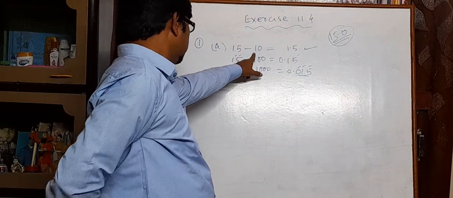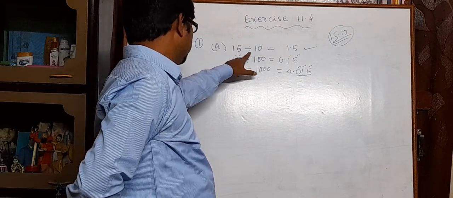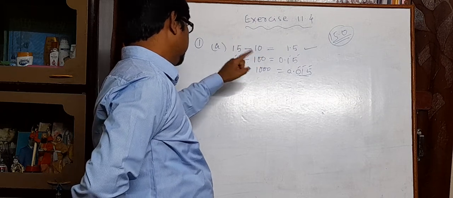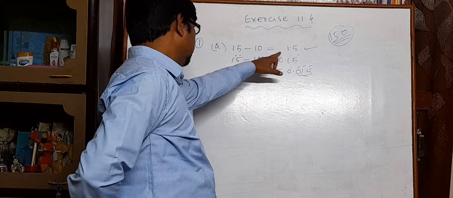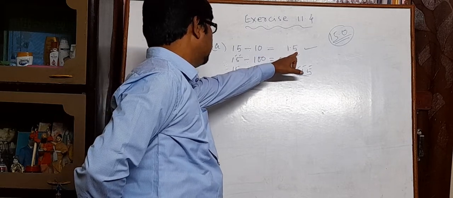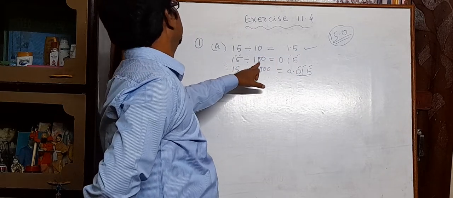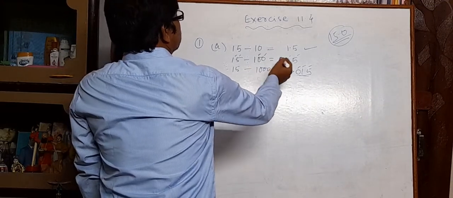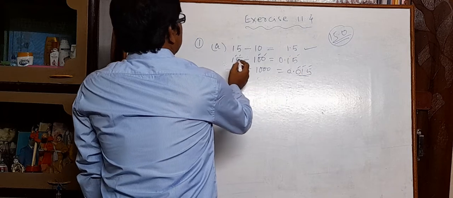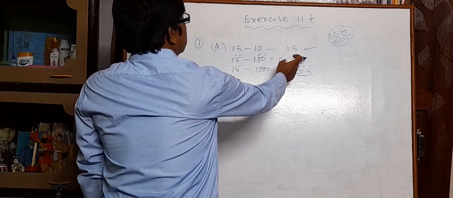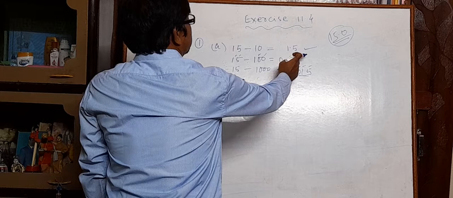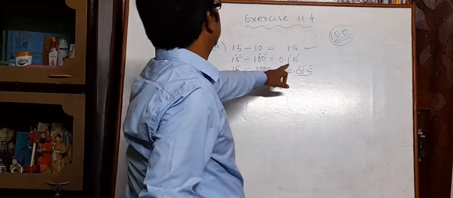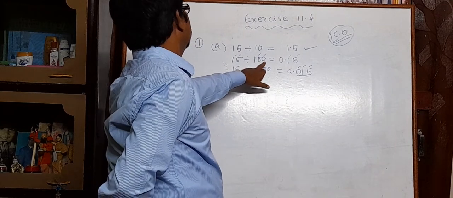After 1, 0 is there, so the decimal point will be shifted one digit to the left side. So that's why I have put the decimal point after 5. Okay, divided by 100. So two zeros are there after 1. So the decimal point will be shifted towards the left side after 2 digits. So 0.15 here, because two zeros are there.